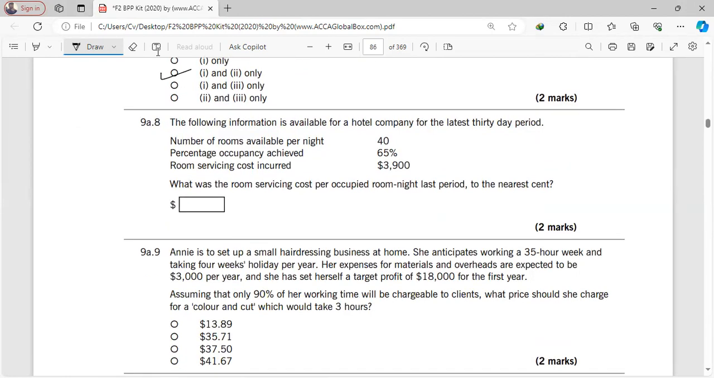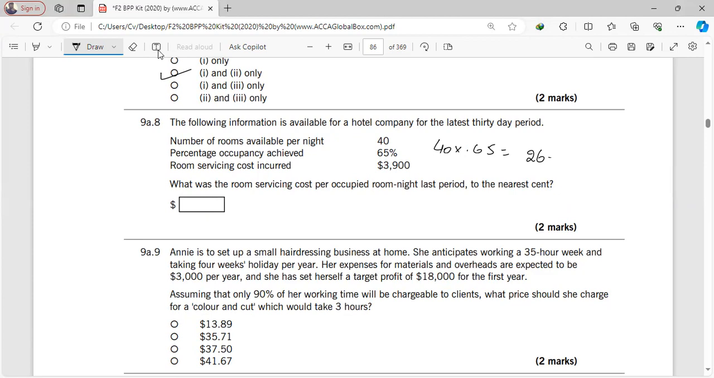Next one: the following information is available for a hotel company for the latest 30-day period. Number of rooms available per night is 40. Occupancy achieved is 65%. So out of 40, 65% of rooms are occupied. So what would be the answer? 65% of 40, that is 40 into 0.65, which is 26.